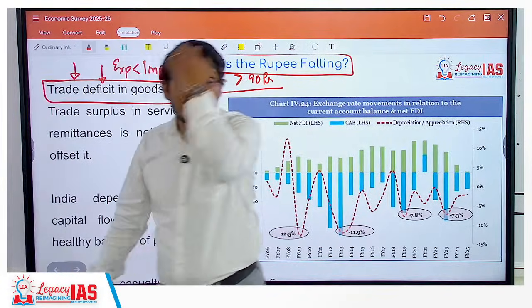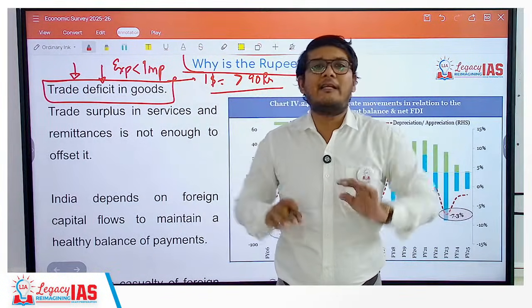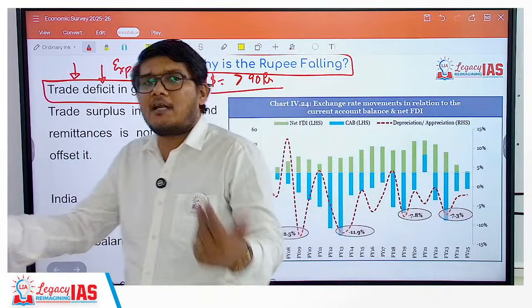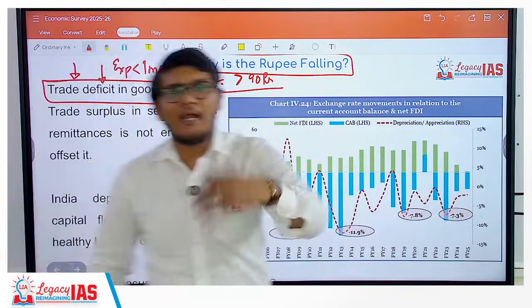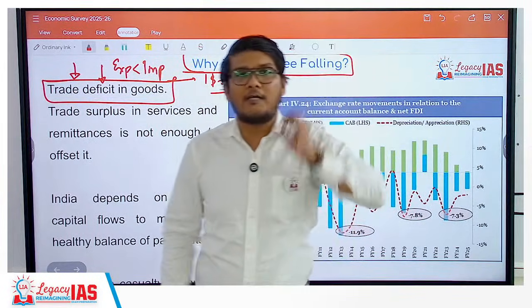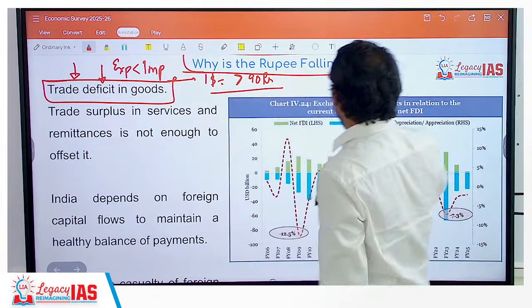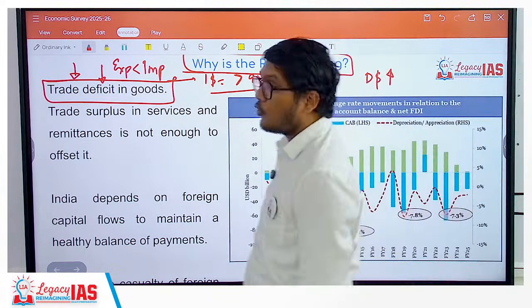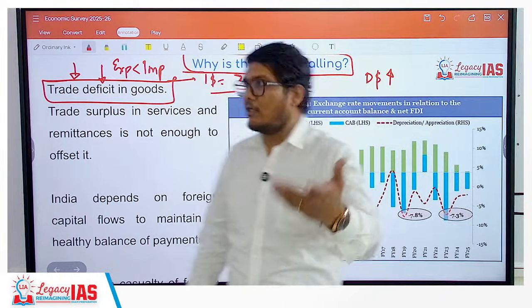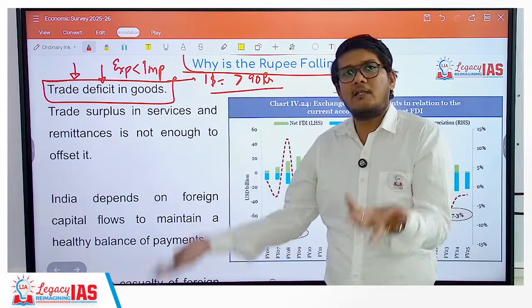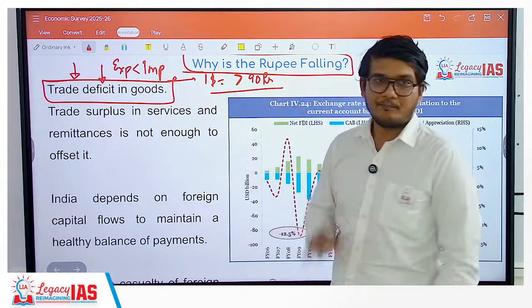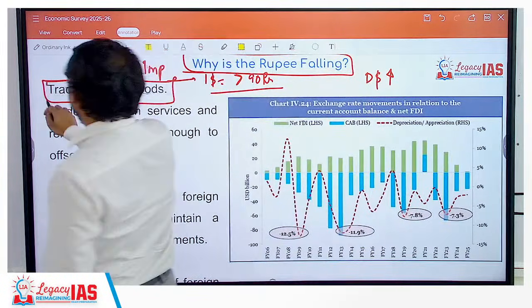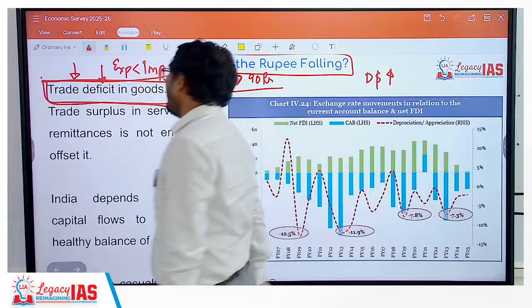So what will happen? The demand for dollars for us also will increase. We ourselves will start demanding more dollars. When you yourself start to demand more dollars, the demand for the dollars is going to go up. When the demand for the dollar goes up, what happens? The rupee against it is going to depreciate. So this is one big concern, the trade deficit in goods.